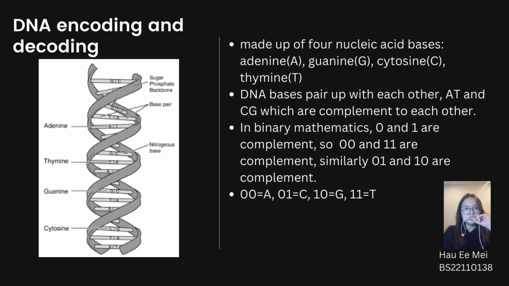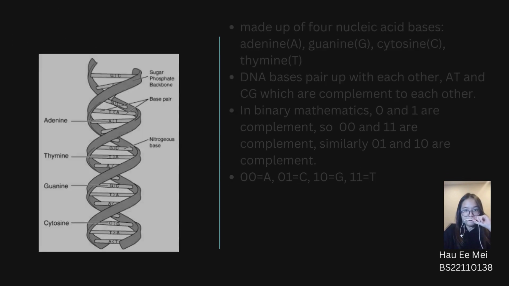Since A and T pair up and C and G also pair up, 00 will be A, and conversely T will be 11 because they are complements. So the example will be 00 equals A, 01 equals C, 10 equals G, and 11 is equal to T in this paper.